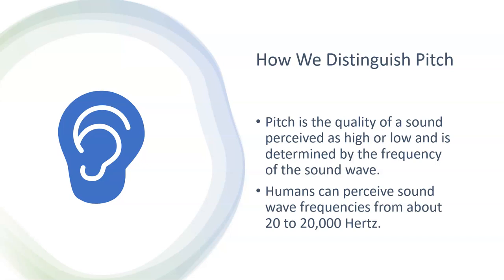Human beings, generally speaking, perceive sounds from 20 to 20,000 hertz. And that's our preferred range. We have evolved to perceive sound within those boundaries. Other animals have different windows, and they perceive sound differently.